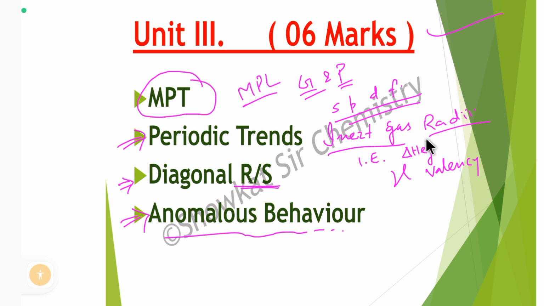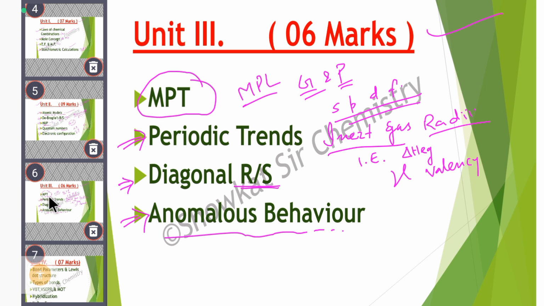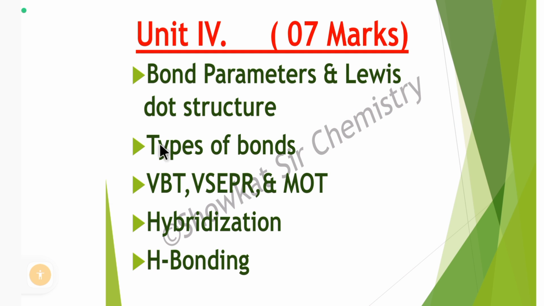What is its cause? So this is important from chapter 3, unit 3. Next is unit 4. Unit 4 also carries 7 marks. So here you will study the bond parameters and Lewis dot structure, right? You should be able to write the Lewis dot structure of any given molecule. Bond parameters, you should know about the bond angle, bond length, right?